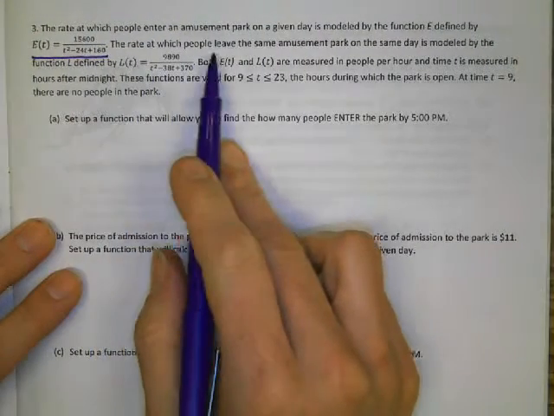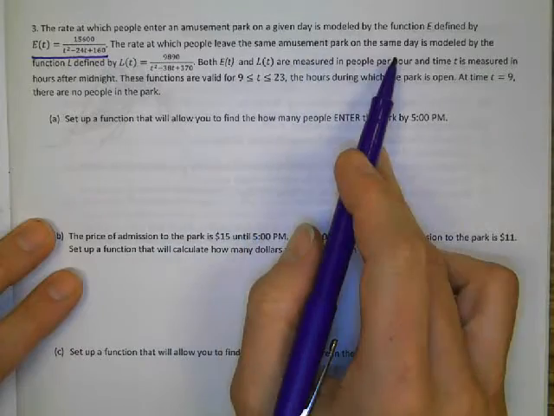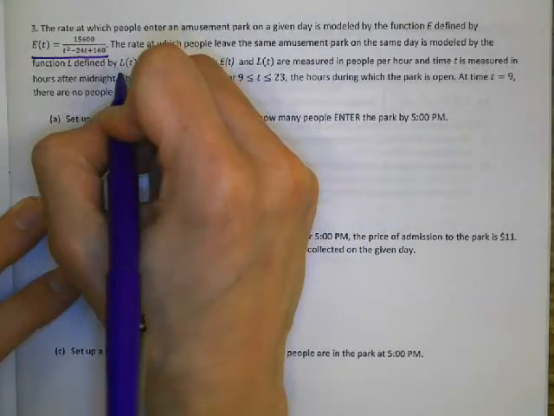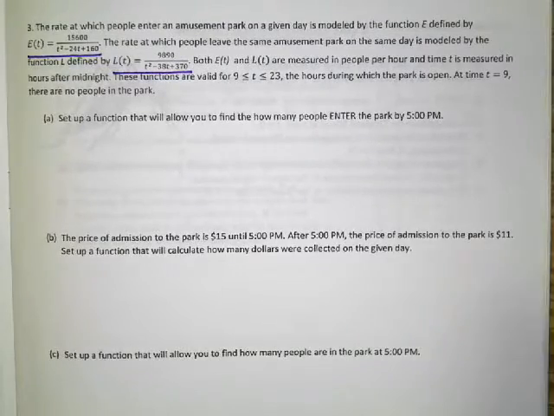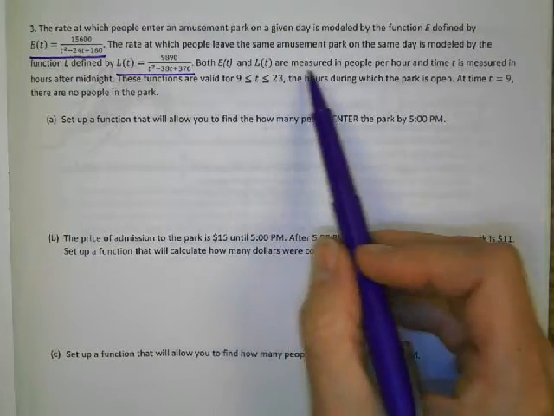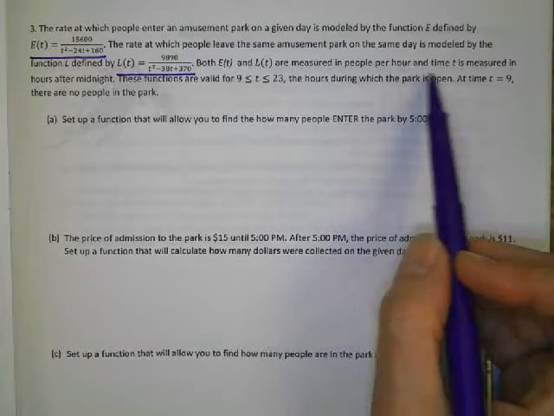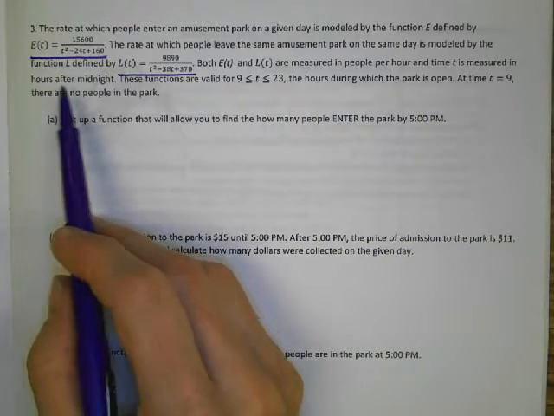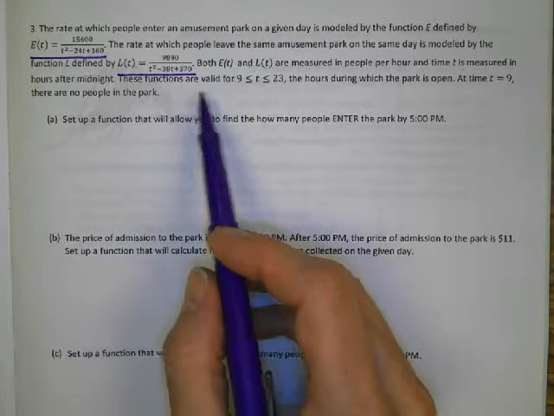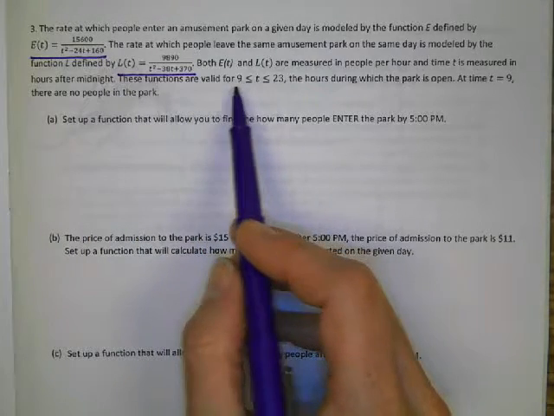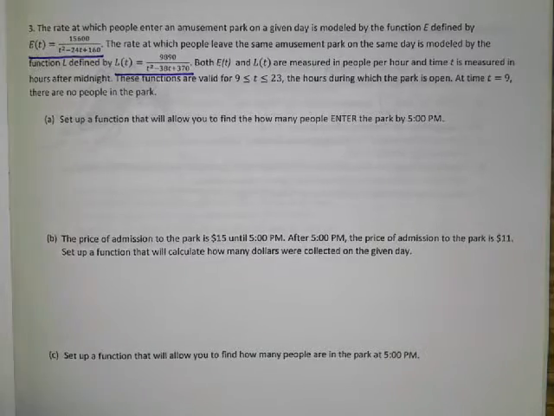I also know the rate at which people leave the amusement park on the same day, and that's given to me by this. So in this case, I have 2 rate functions. It's telling me that both my rate functions are measured in people per hour, and time is measured in hours after midnight. Okay, so the functions are valid for t between 9 and 23.